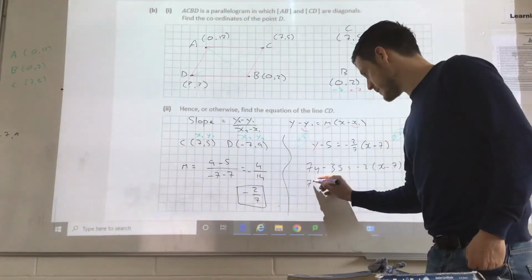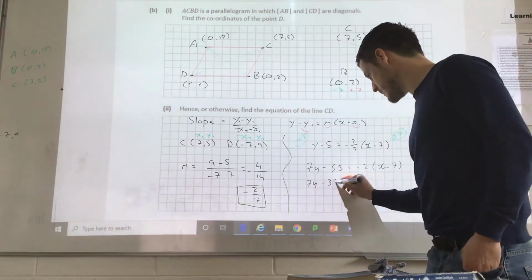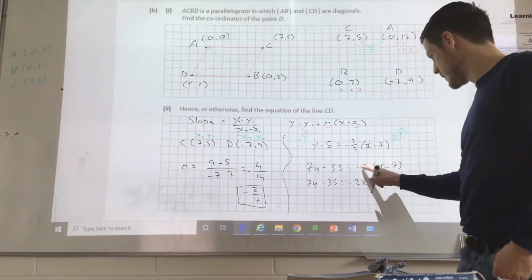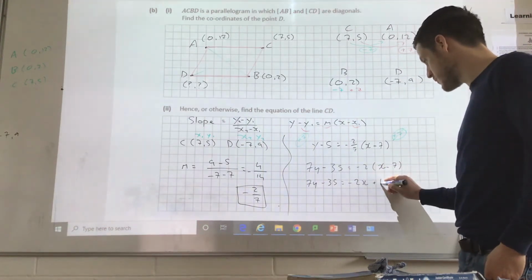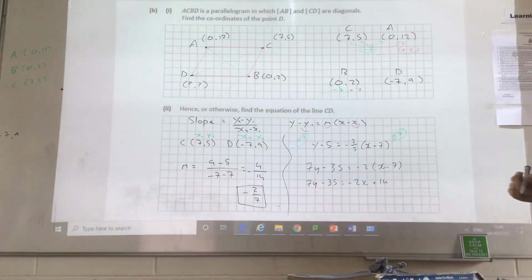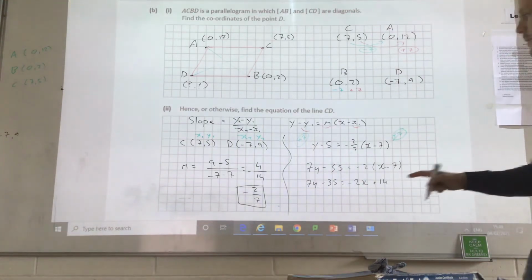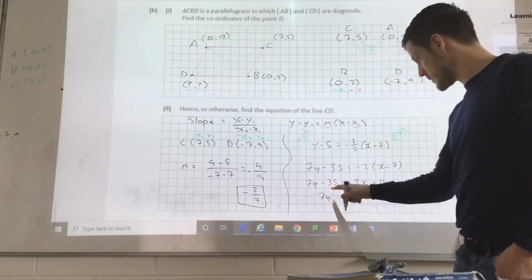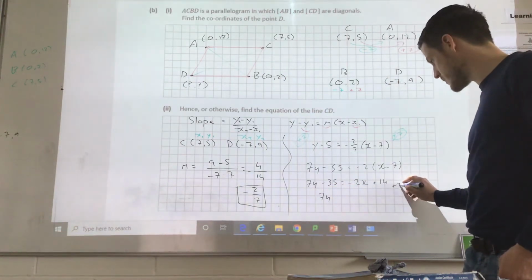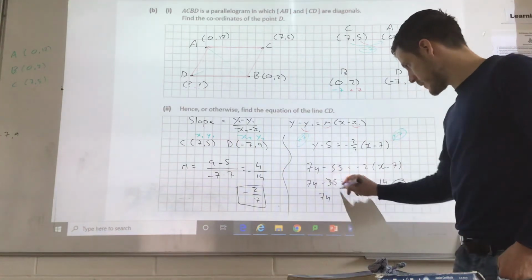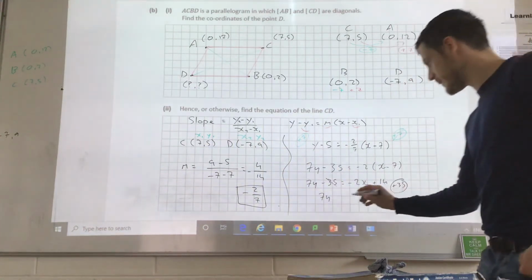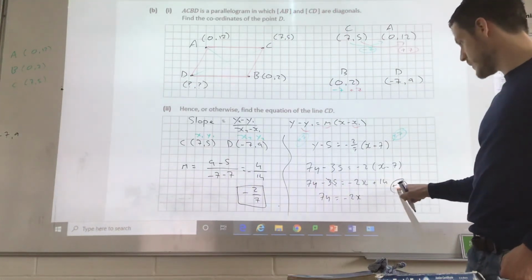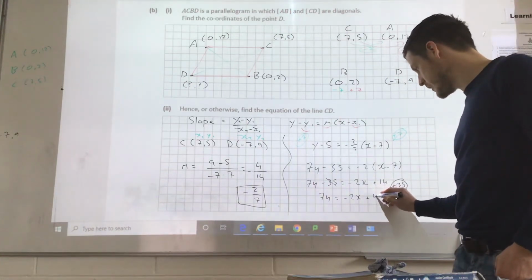I'm going to have 7y minus 35 is equal to minus 2 times x, minus 2x. Minus and a minus gives you plus 14. And what I tend to do is I tend to get y by itself. So I'm going to be left with 7y. I'm going to bring my minus 35 over here. It's going to become plus 35. So that brought over here, change the sign, is equal to minus 2x. And 14 plus 35 gives you 49.